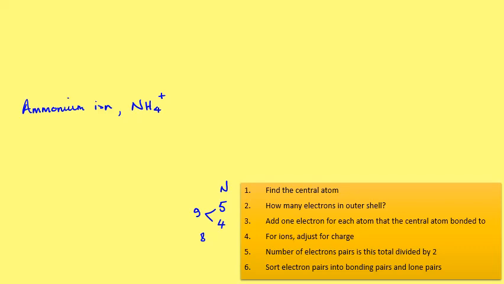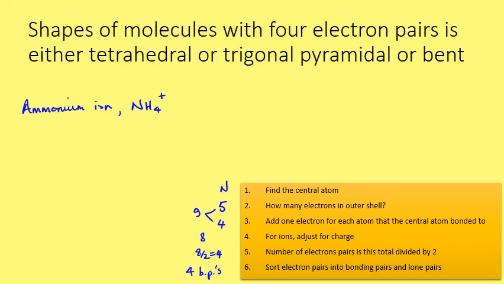And then we're going to divide that by 2, because these electrons are in pairs. So 8 divided by 2 equals 4. We have 4 electron pairs. And we have 4 bonds. So each one of those electron pairs must be a bonding pair. So we can say we've got 4 bonding pairs and no lone pairs. Okay, so now we know that it's 4 in total, and all of those 4 are bonding pairs. We can refer back to our memorized table, and if we did that, we would get this information. So shapes of the molecules with 4 electron pairs is either tetrahedral, trigonal pyramidal, or bent. This is the option for 4 and 0, 4 bonding pairs, 0 lone pairs.